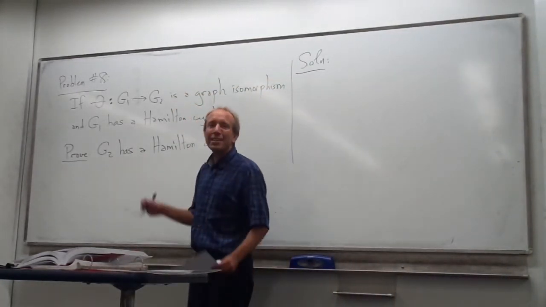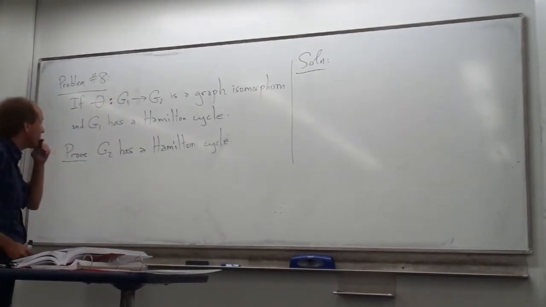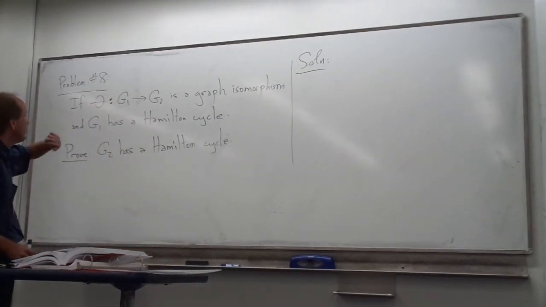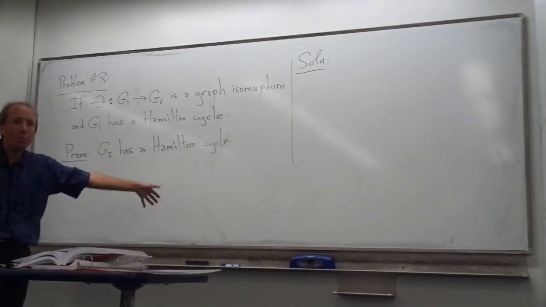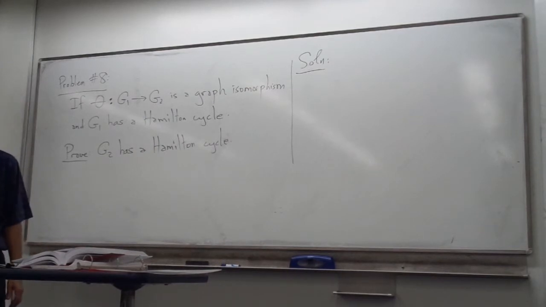Anybody have a suggestion? Let's see. Got a graph isomorphism. G1 has a Hamilton cycle. I've got to prove that G2 has a Hamilton cycle. We're going to need a whole bunch of notation. We're going to need to introduce some notation into this picture. Okay? Any thoughts?